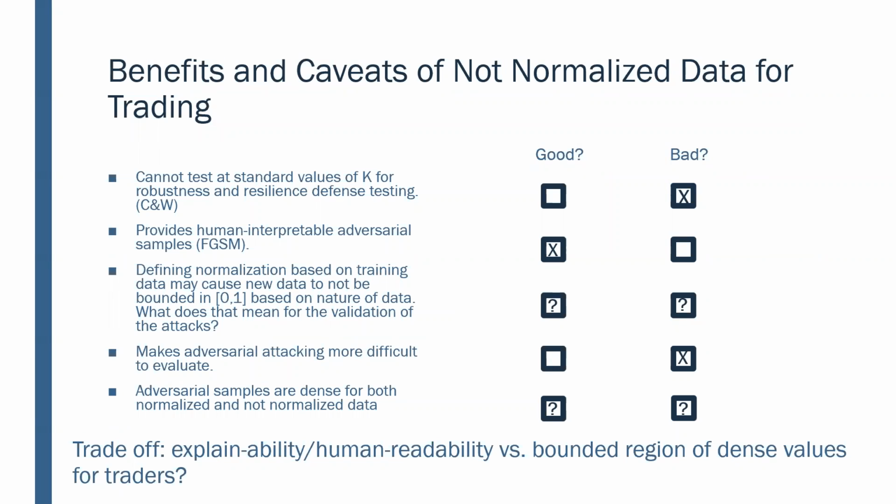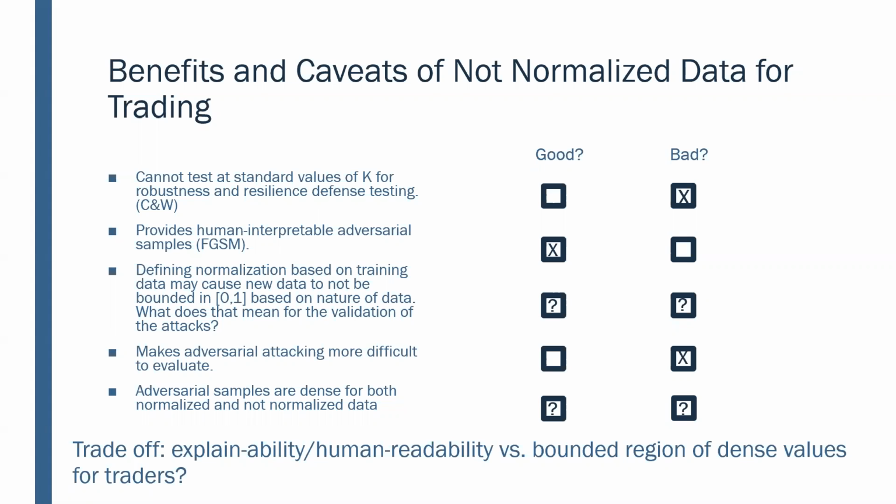Then we have, this is the same idea I was going to mention before about whether or not we should normalize this data. It is extremely difficult to do standard testing of k-values for C and W attacks on non-normalized data. You have an extremely large range of values, and they're not bounded, so it's hard.